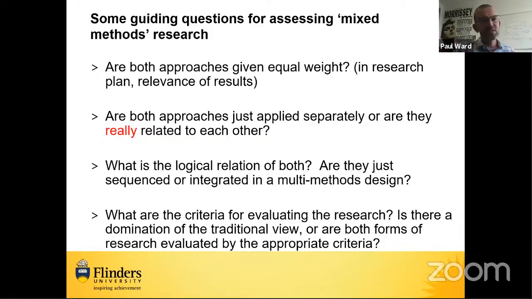Are both approaches just applied separately? So are you doing your randomized control trial and your interviews, and just applying them separately? If so, are you really mixing them? Or are they really related to one another? What's the logical relation between them? Are they sequenced? Are they integrated? Are they really related to one another, or do they just kind of inform each other? And then how would you evaluate the mixed methods approach? You know, are you using some kind of Cochrane collaboration criteria for randomized control trials to evaluate the quality of that research?